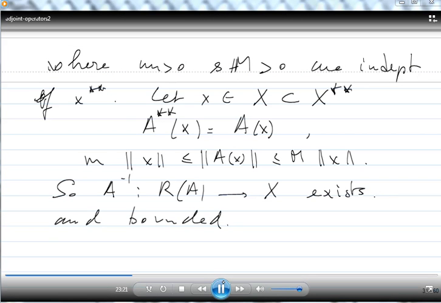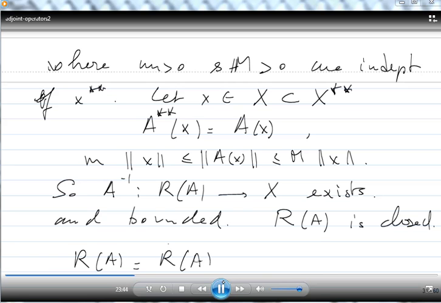we know that R of A, because X is a Banach space, R of A is closed. Okay, good. So we have R of A equal R of A bar equal to the null space of A star orthogonal. These are the properties between the two spaces, the last term of part 1 that we saw. And since A star is injective, this is 0 orthogonal, and that is X.